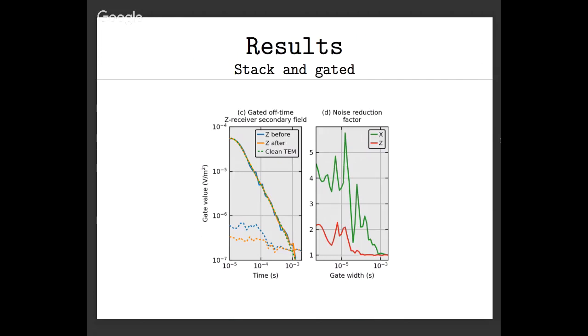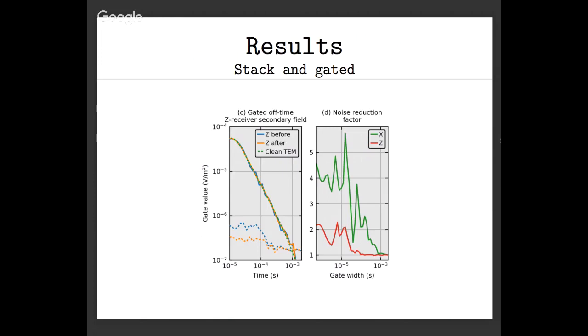Now, looking at time domain results, this is the secondary field of the set receiver in the off time. And so what you see here, I don't know if you can see, there's a green dotted line showing the clean TEM response. Then we have the blue line, that's before removal of the radio signal. And we have an orange line, that's after.